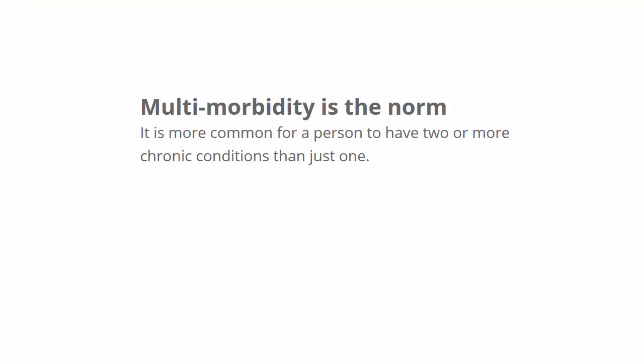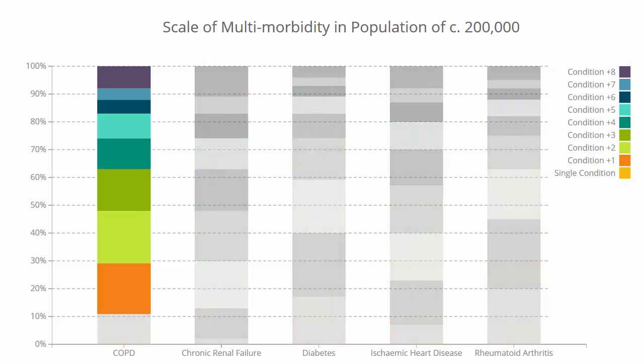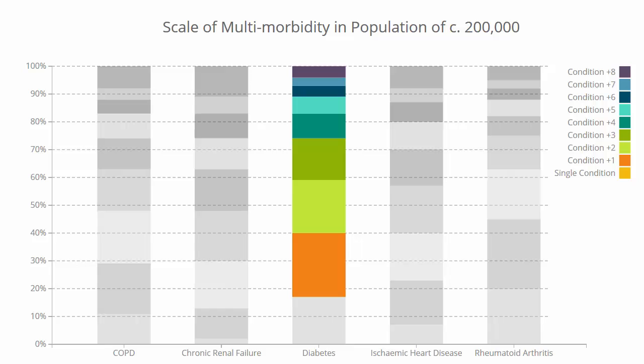It is more common for a person to have two or more chronic conditions than just one. This graph shows the scale of multimorbidity in a population of about 200,000. For this CCG, of the people diagnosed with COPD, 89% have at least one other chronic condition. More than half have COPD and at least 3 other chronic conditions. This is similar to diabetes, where over 80% of people diagnosed with diabetes have at least one other chronic condition to manage.